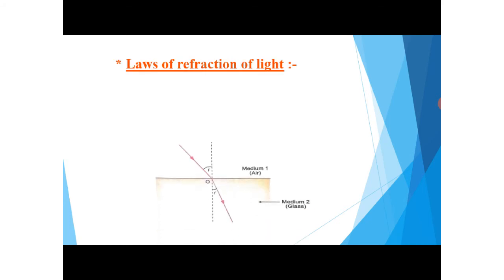Again we are considering the glass slab, and in this figure we have a normal represented by the dotted line, and an incident ray meeting this interface at O and being refracted. With the normal, the incident ray makes an angle, that is the angle of incidence, and with the normal the refracted ray makes an angle, that is the angle of refraction.